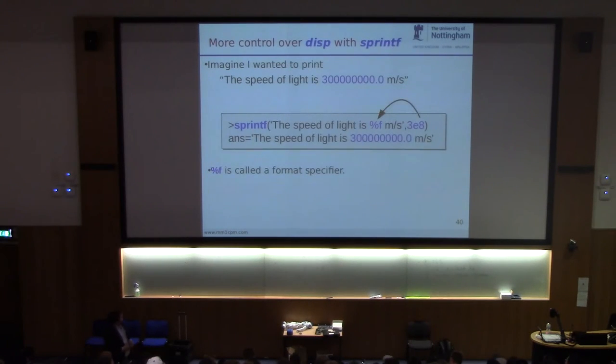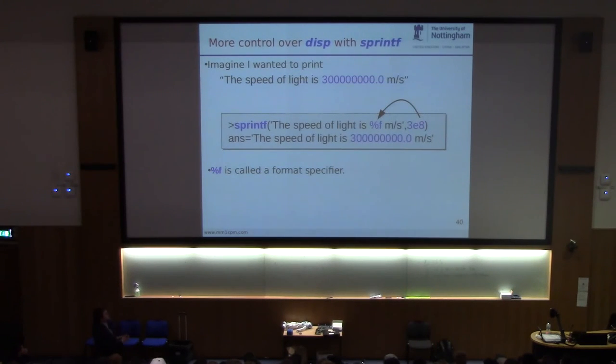Imagine we wanted this printed on one line. We'd use the sprintf command, and this is how it works. You go sprintf, open bracket, single quote, the speed of light is %f meters per second, single quote, then 3 times 10 to the 8. This %f is called a format specifier. The sprintf command reads this line and goes, the speed of light is %f. Oh, %f, that means I should put a number in there. Then it looks at the end and goes, oh, there's 3 times 10 to the 8, put that there, then carry on printing out meters per second. So the result is, answer, the speed of light is 3 times 10 to the 8 meters per second.